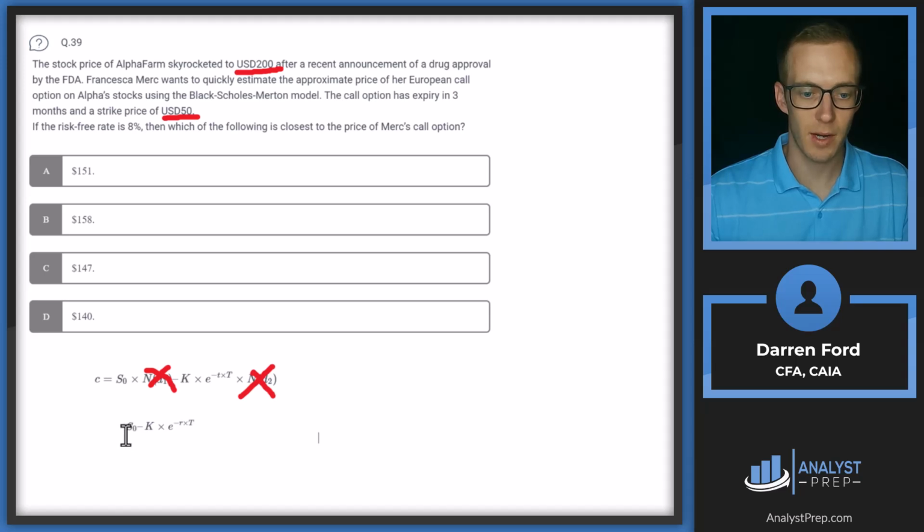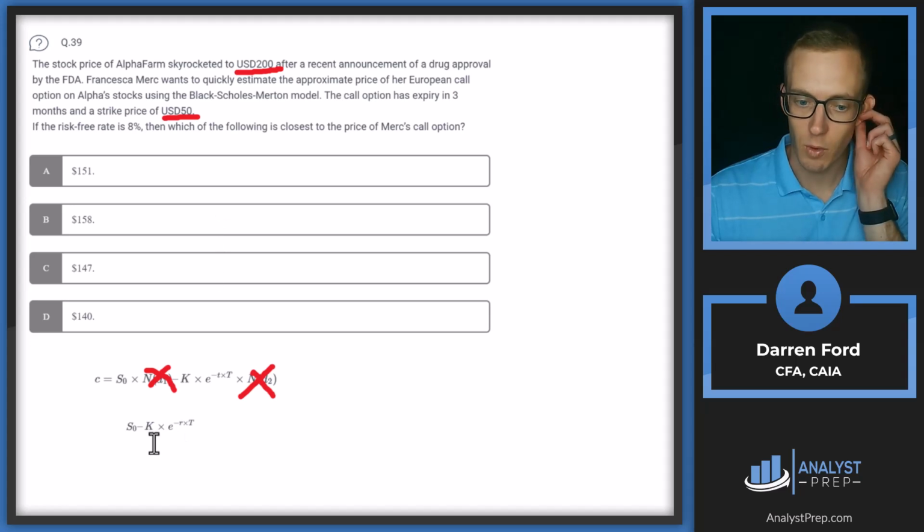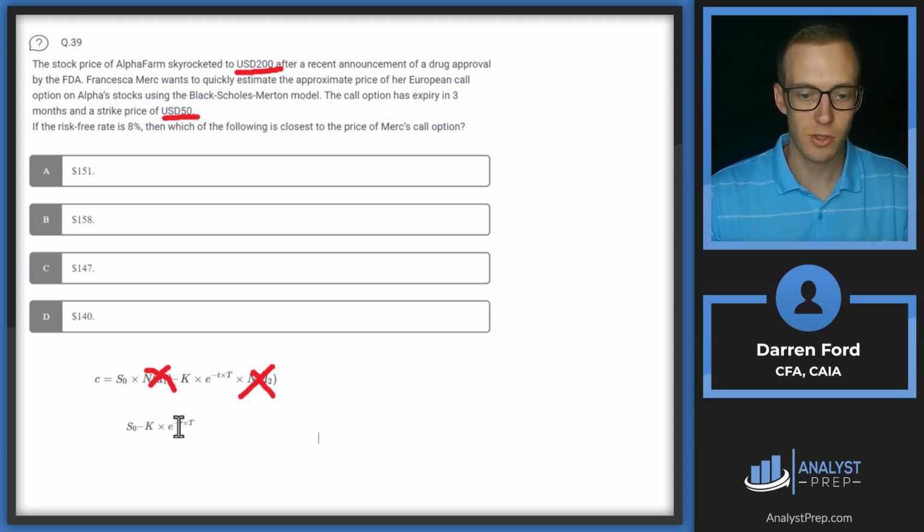So we're going to be taking the current price, which is this variable here, and then K is our strike at 50. And then we're going to be discounting that strike price using the continuously compounding variable. And our R will be 8%. T will be 0.25 due to the 3 months to expiration. So this is what that ends up looking like. We get 200 minus 50, and make sure you put parentheses here when you're punching it in your calculator. And when we work that out, we get 151, which corresponds right here with answer A.